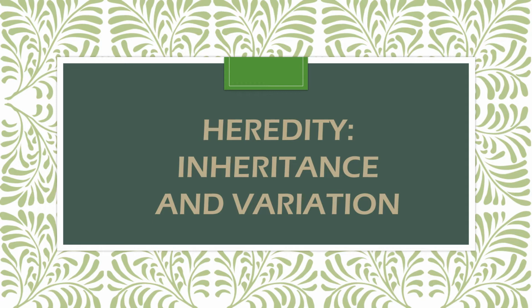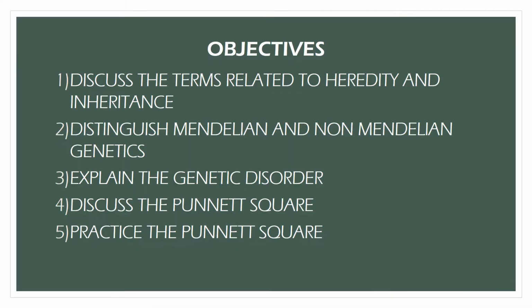So the past 2 weeks we discussed the respiratory system and the circulatory system. For today's video, we are going to talk about heredity, inheritance, and variation. But before we proceed to our discussion, we will first tackle the objectives of today's topic. You are expected to be able to achieve the following at the end of our lesson.